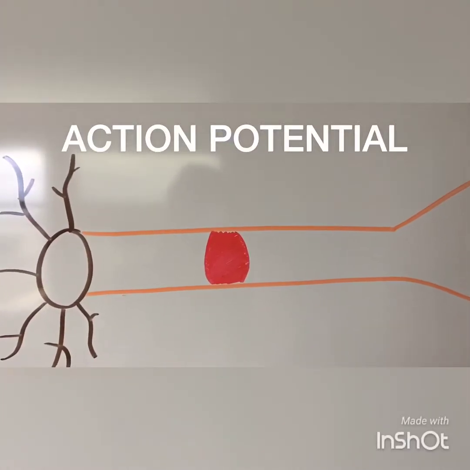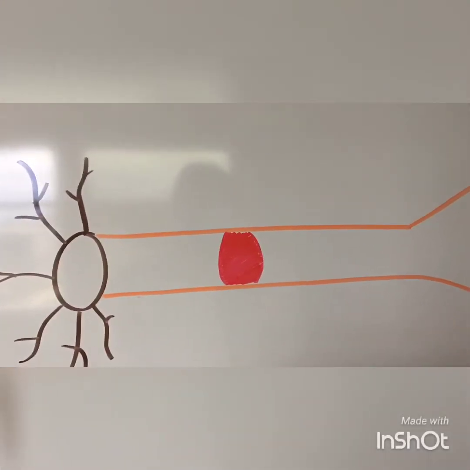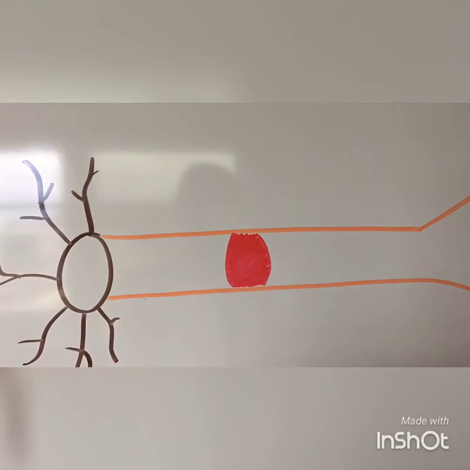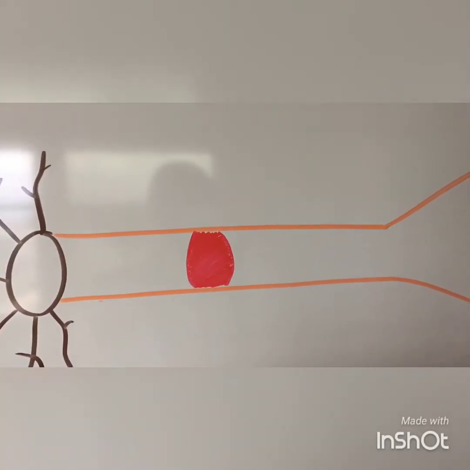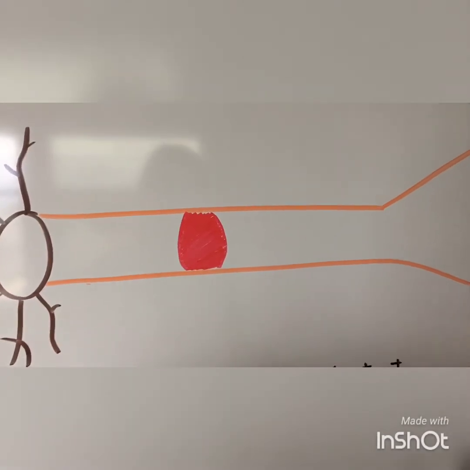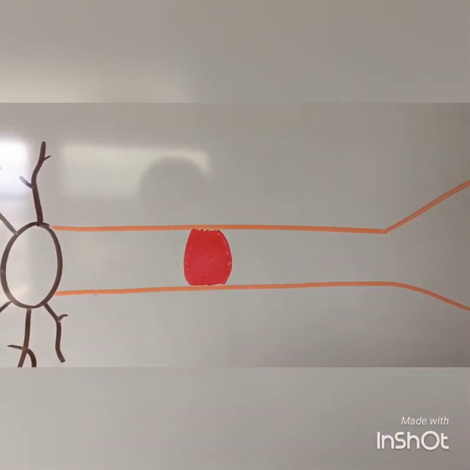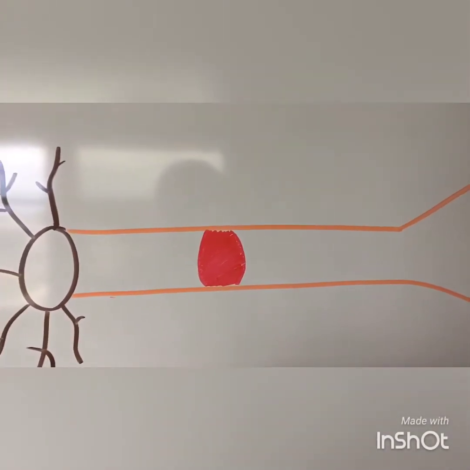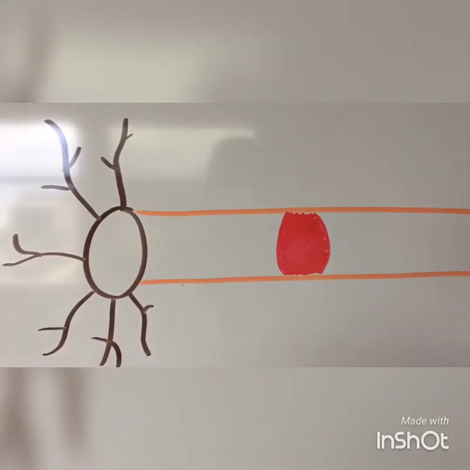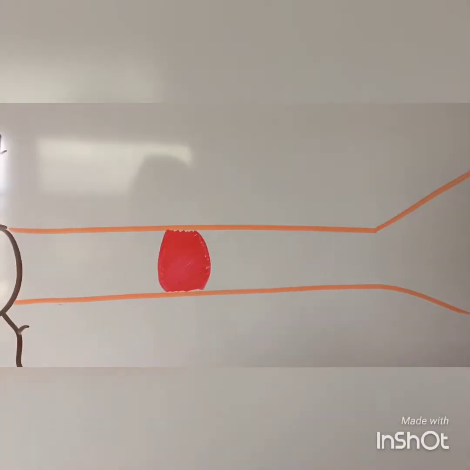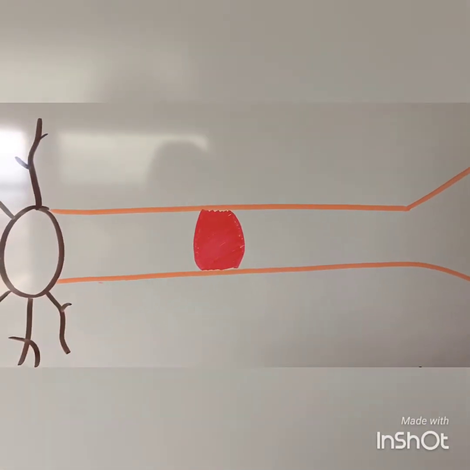Action potential of a neuron. First of all, an action potential is the change in electrical potential associated with the passage of an impulse along the membrane of either a muscle or a nerve cell. In this case, it's a nerve cell. The action potential is propagated in one direction down the axon. So it will go from the cell body down the axon and eventually to the terminal knobs.